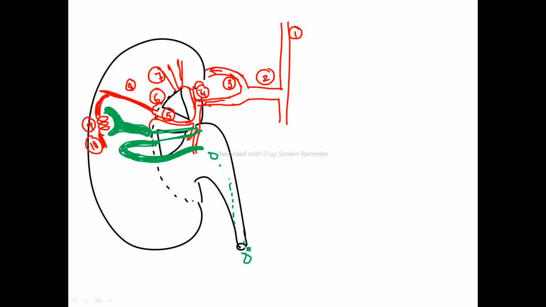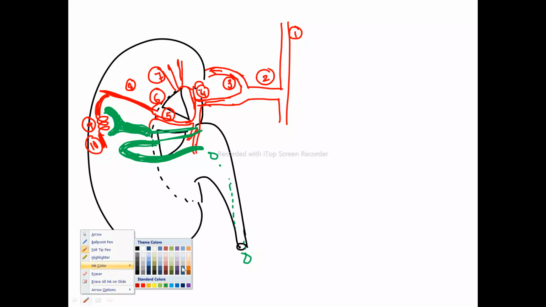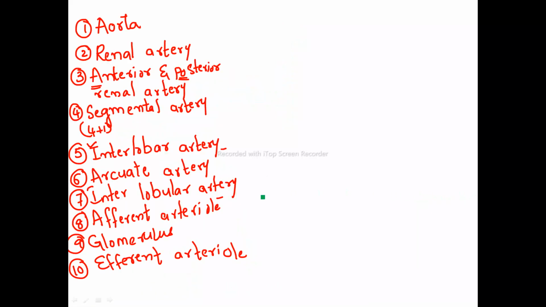Okay. Now this 10th blood vessel will be your, yes, efferent arteriole. See, the 8th blood vessel is afferent arteriole. This one is afferent arteriole, this one is efferent arteriole, and this is our capillary.